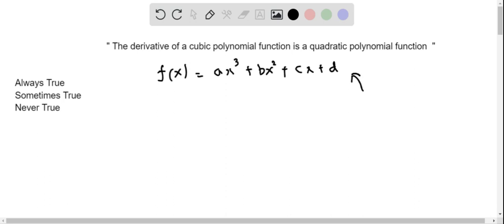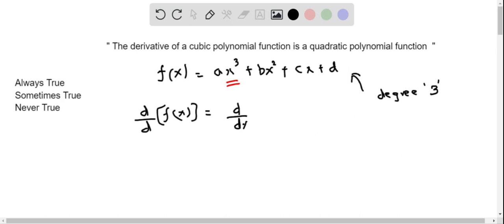Notice that a polynomial is considered cubic if the degree of the polynomial is 3. So here clearly this polynomial is cubic, because the degree of this polynomial, that is the highest power of x, is 3. Now let's differentiate both sides and verify whether it is giving a quadratic polynomial. So I take the derivative on both sides. I put the derivative symbol like this, and then the expression on the right, that is ax cubed plus bx squared plus cx plus d.